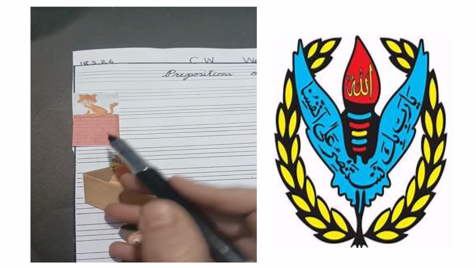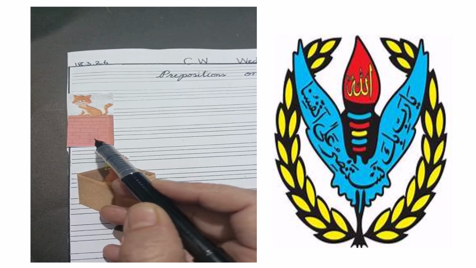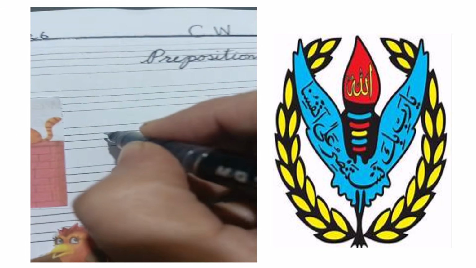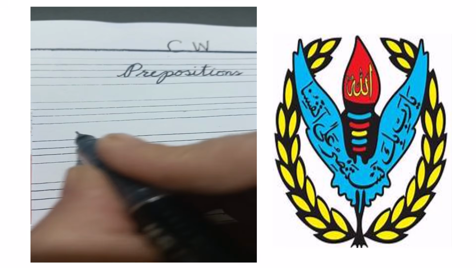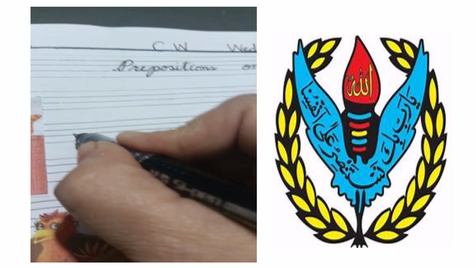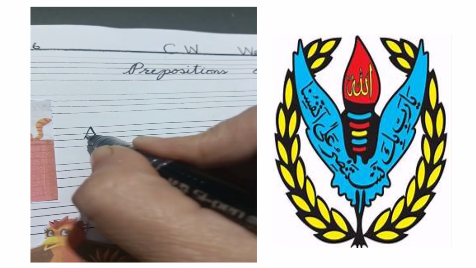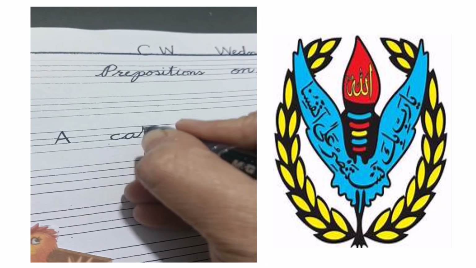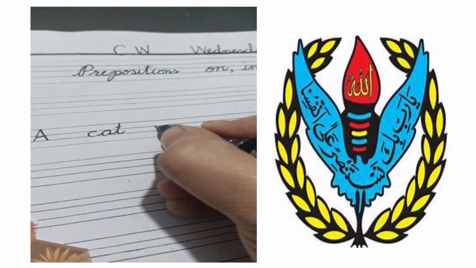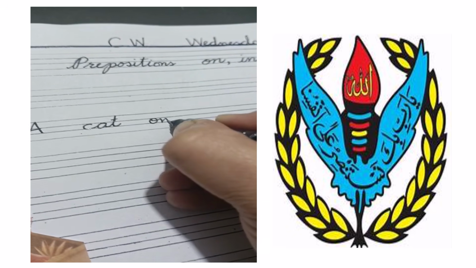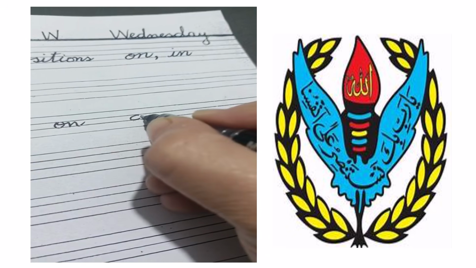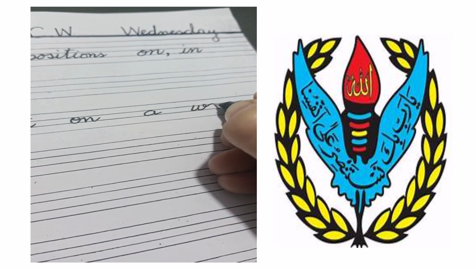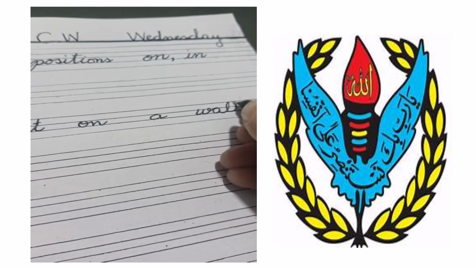What we have here? A cat on a wall. A cat on a wall. Now we will write here: a cat on a wall. Okay?